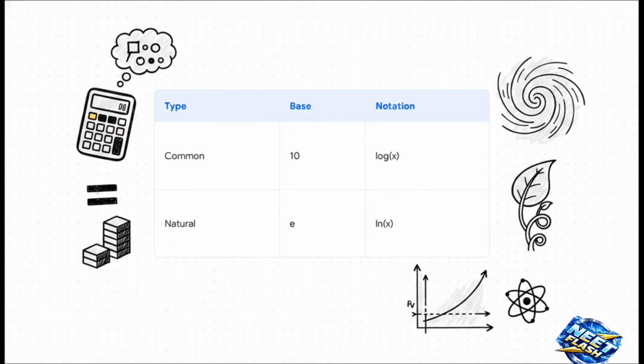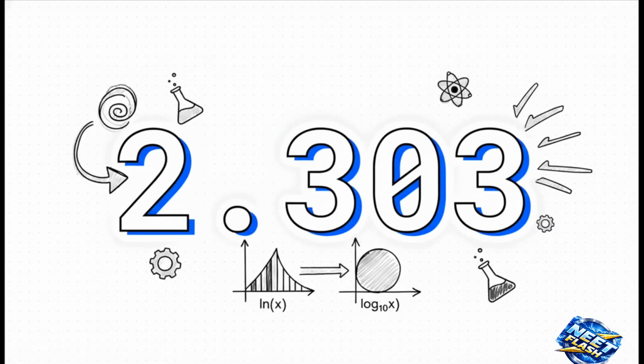So what's the problem? Well, most of us are only comfortable calculating with base 10, but nature and equations like the work done in an isothermal process absolutely love to use the natural log. So the crucial point here is this magic number, 2.303. Think of this as your cheat code multiplier.